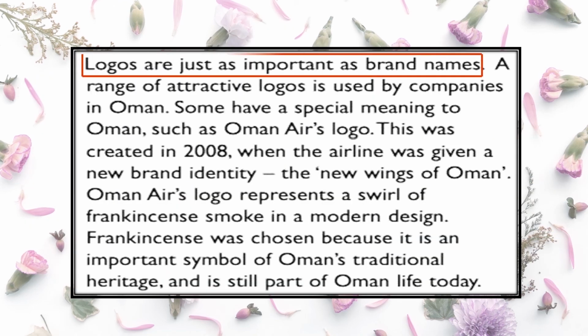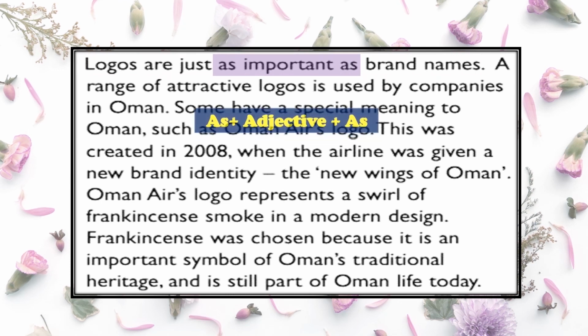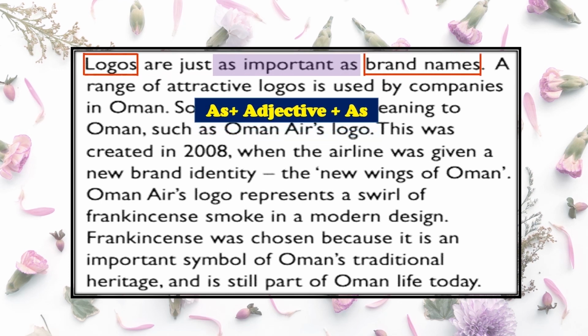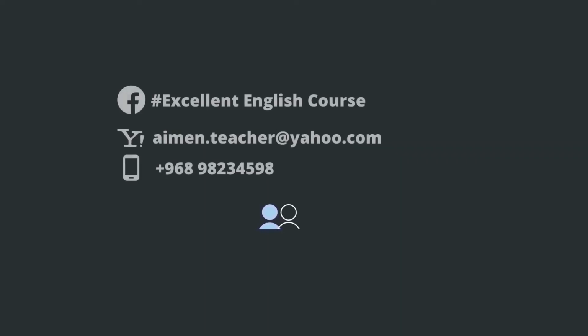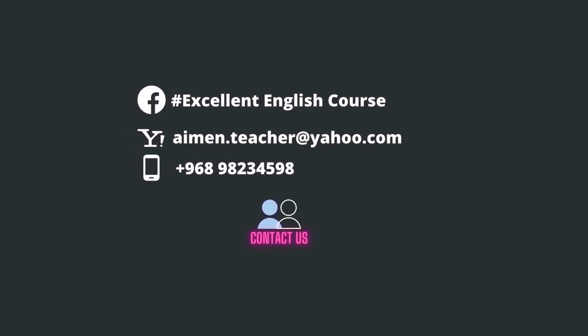We still have one more expression. Logos are just as important as brand names. In this example, you need to know the grammatical structure as plus adjective plus as. We use this when the things we are comparing are equal in some way. That's why the meaning for this is that logos and brand names are equally significant or important, so we choose C.